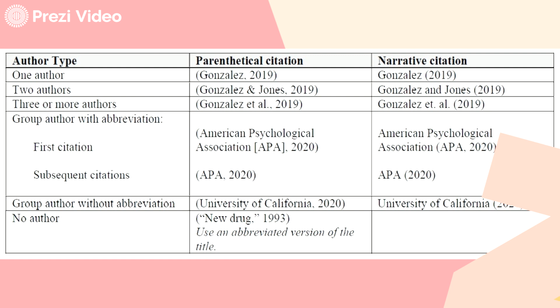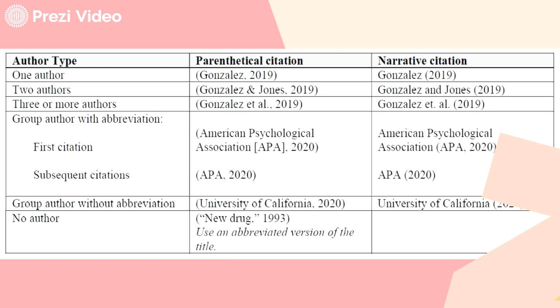Okay, so in terms of the format, the only thing that they have in terms of difference would be the location of the author's surname. Okay, in parenthetical citations, the surname of the author and the year are found inside the parentheses, while in the narrative citation, the author's surname is found outside of the parentheses.